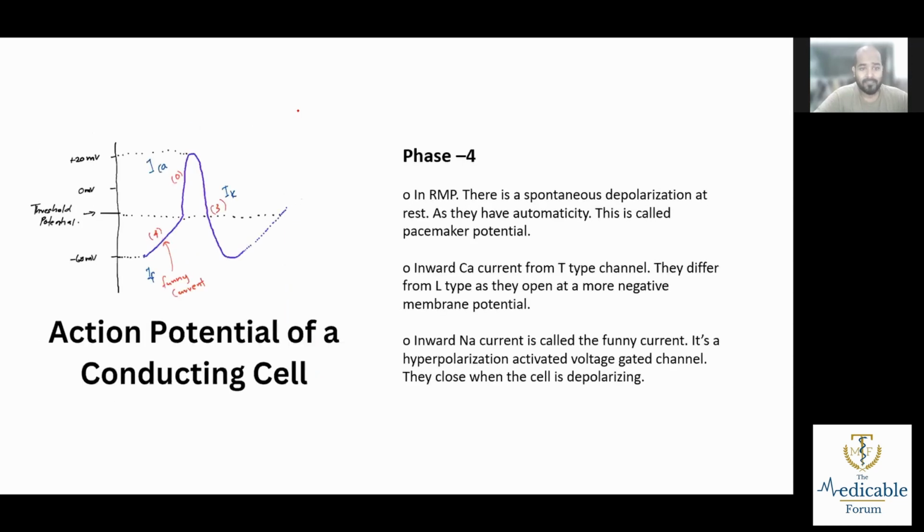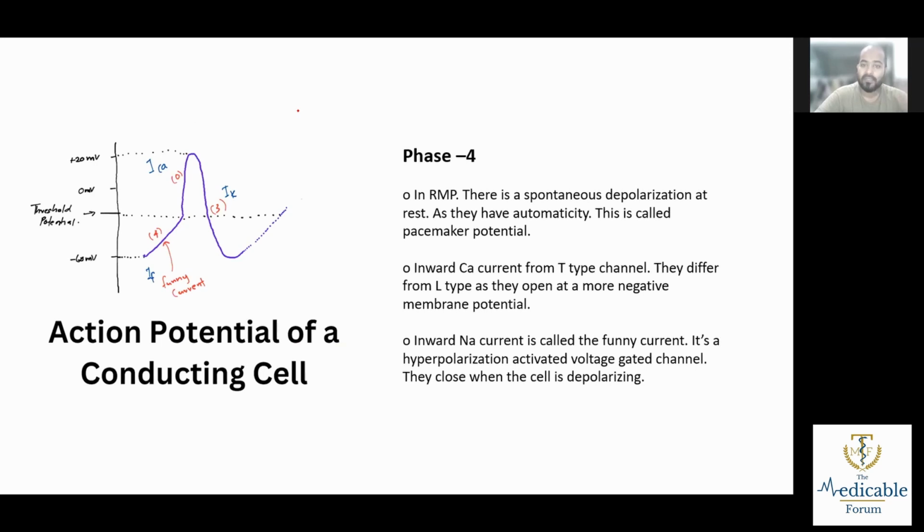Now let's go to an action potential of a conducting cell. So you see there is a phase 4. There is no particular phase where the cell is persistently in a resting membrane potential. So there is a spontaneous depolarization at rest as they have automaticity, and this is called the pacemaker potential.